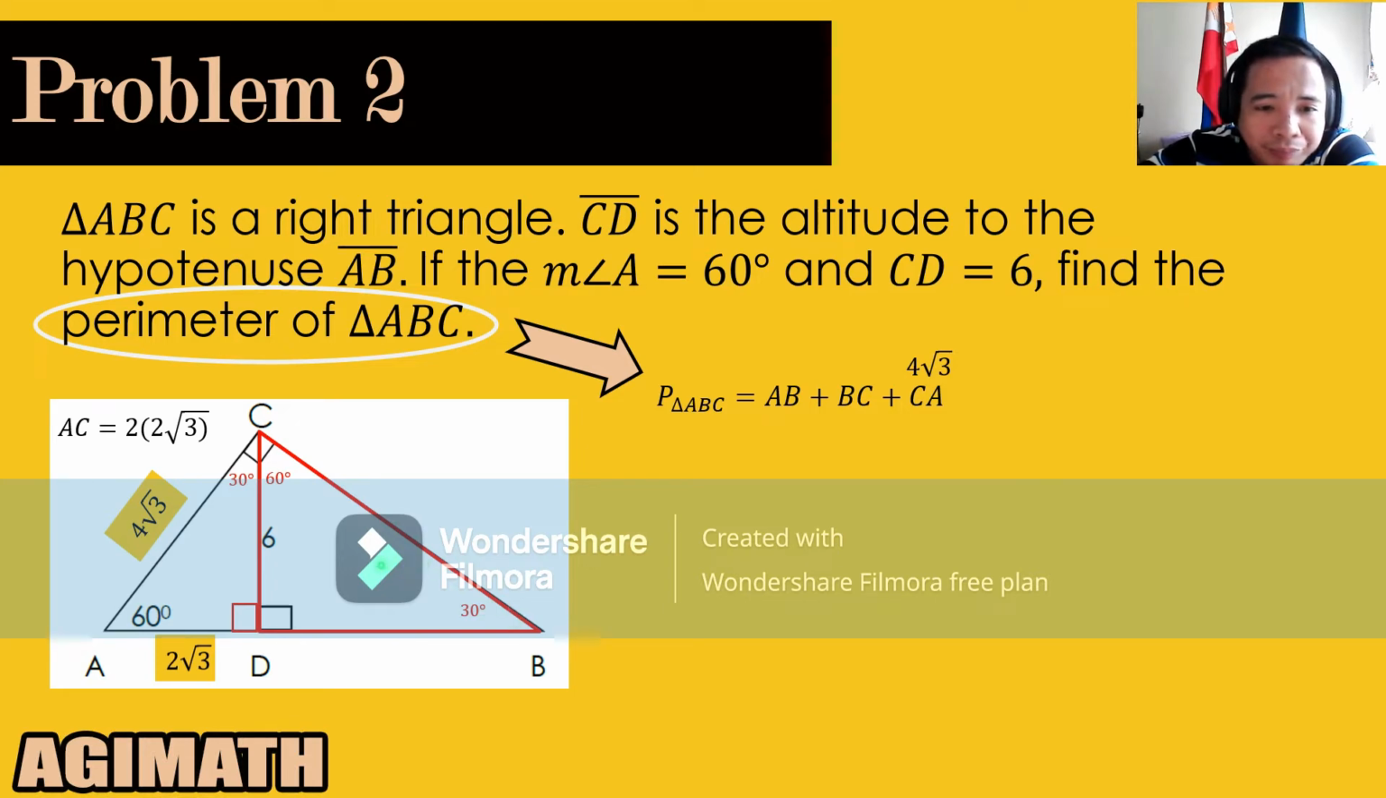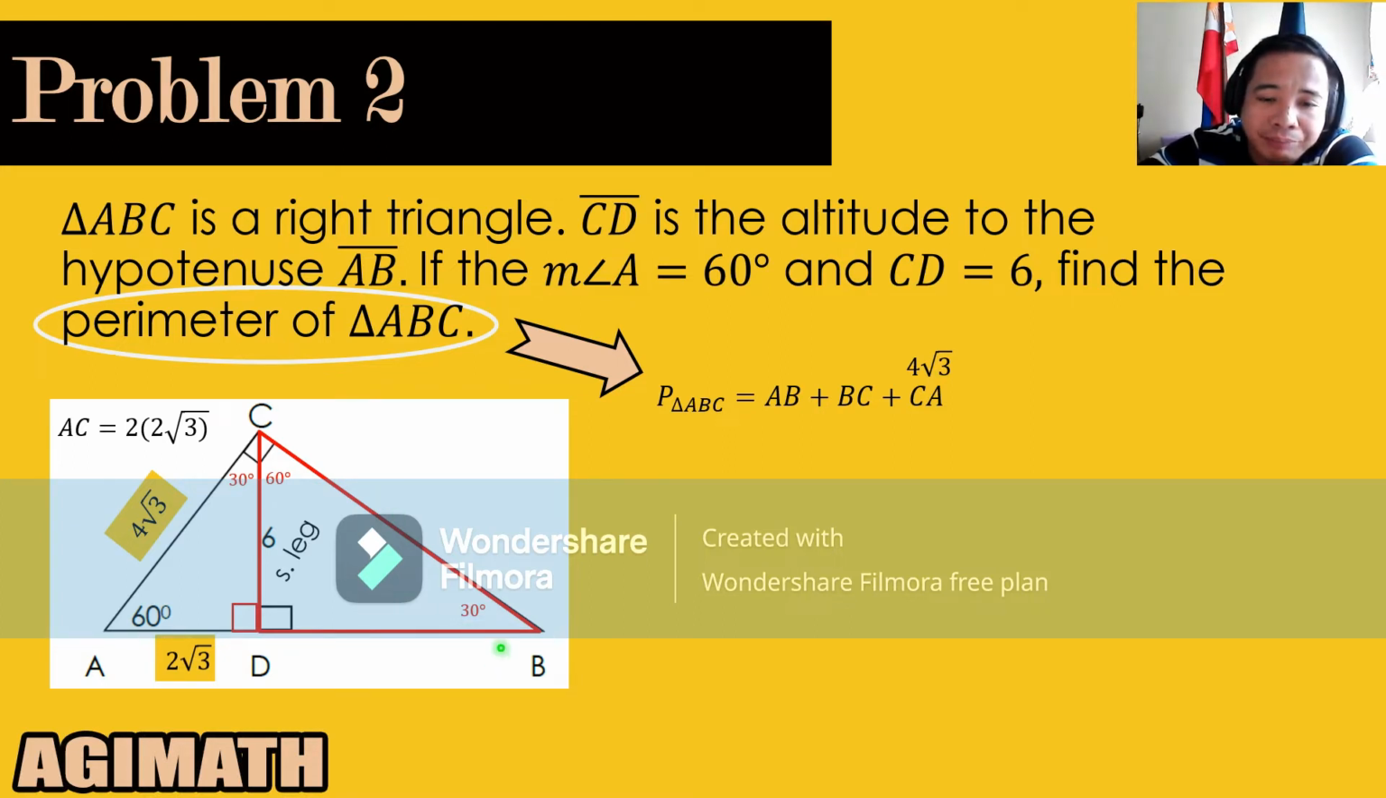So again, considering this triangle on our right side, we have another special triangle, the 30, 60, 90 right triangle. So again, we can apply the theorems to find the missing lengths of the sides, DB and CB. So first, let us know where is the shorter leg, the longer leg, and the hypotenuse.